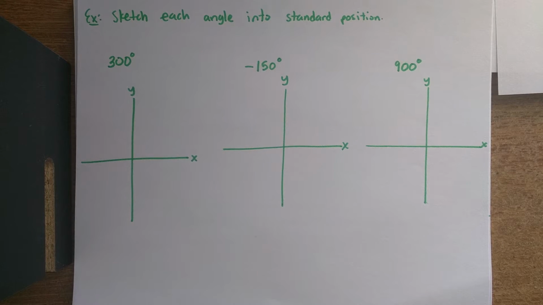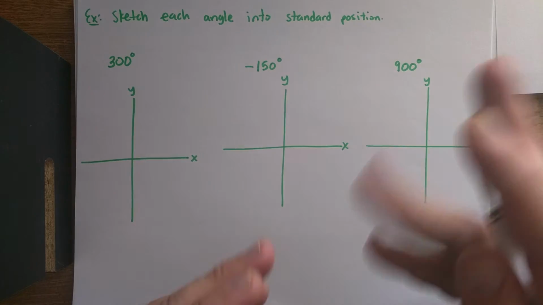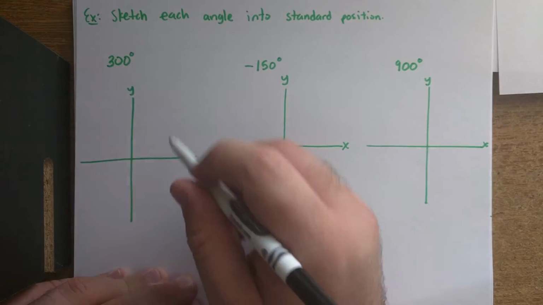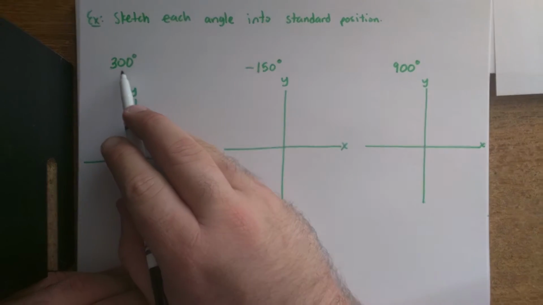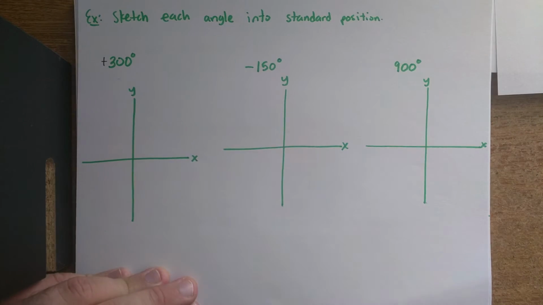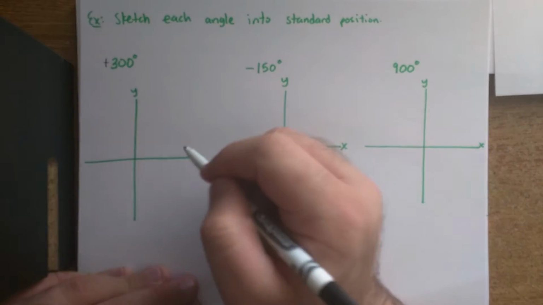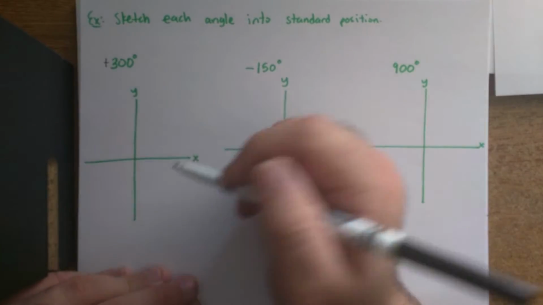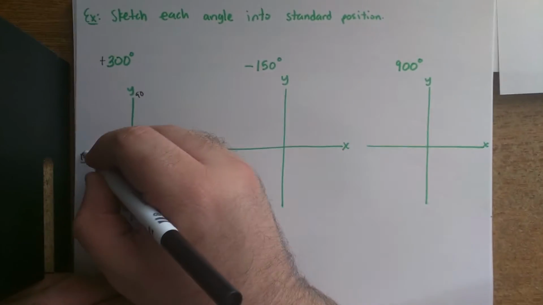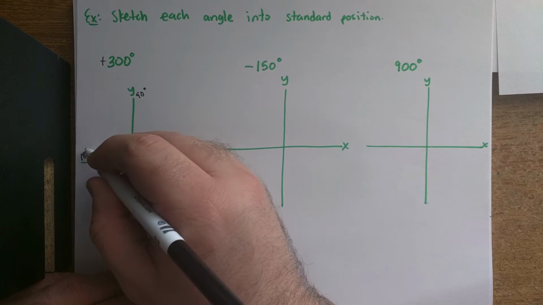So this says sketch each angle into standard position, and that's what we were just talking about. That's what standard position is, going from your initial to your terminal. So I see the first one is 300 degrees, which is positive. I'm going to put a little plus sign. You don't have to do that, but it helps me. The positive helps me remember I'm going this way. So now, okay, I know 0, 90, these are all degrees, right? Let's actually put the degree symbol.